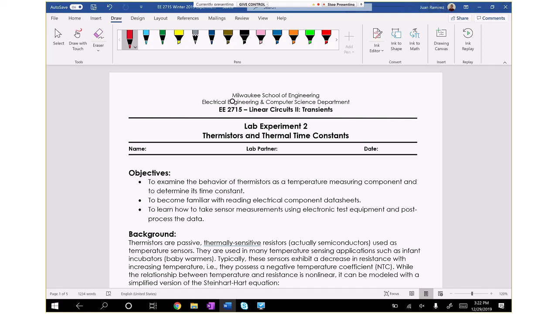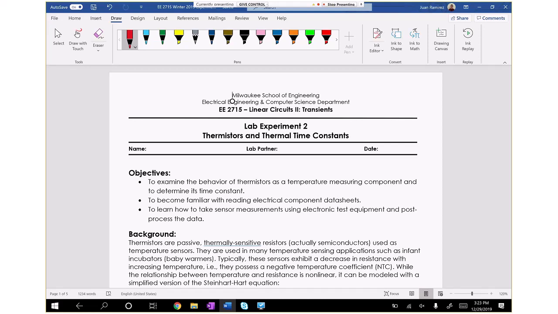Lab 2, which will be on January 8th, 2020. Again, we won't be meeting on Monday, January 6th, but for Wednesday when we do meet for this lab, I want you guys to have the pre-lab prepared.